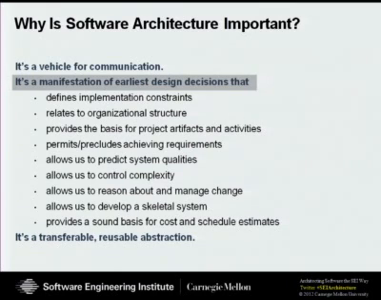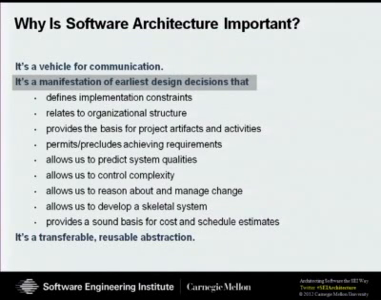Okay, and this last point should go without saying. Architecture provides a sound basis for cost and schedule estimates. The more I know about my architecture, the better job I will do at estimating the cost and schedule of the system. What I can do with my architecture is partition different pieces of the architecture across my project teams, have the individual project teams do estimates for their pieces, and then roll those estimates up. That's a lot better approach than not having an architecture and then asking people to do a cost and schedule estimate for the system.